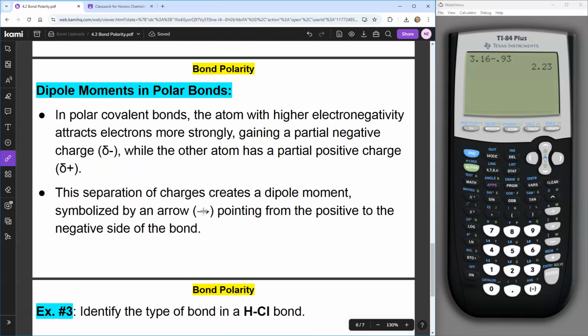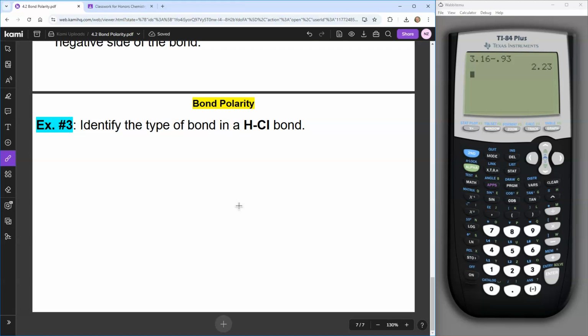All right, now, you knew there was going to be something. So dipole moments in polar bonds. So this happens when the atom with higher electronegativity attracts the electrons more strongly, gaining a partial negative charge, while the other atom has a partial positive charge, so it's less negative. The separation of charges creates a dipole moment, symbolized by an arrow pointing from the positive to the negative side of the bond.